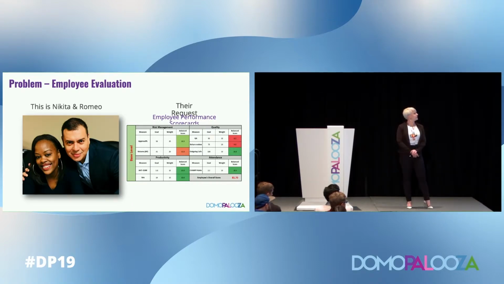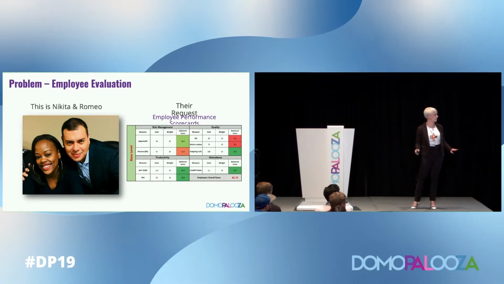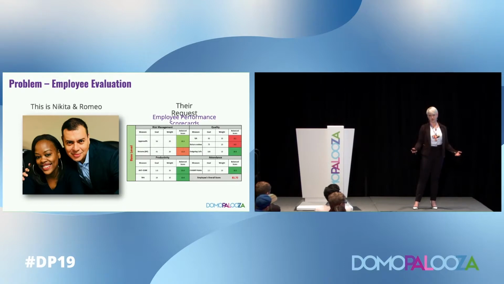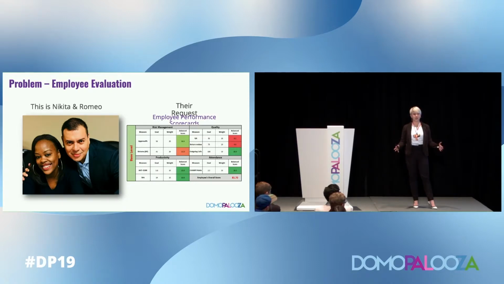They would have to get data from all over the place and bring it into Excel for each and every representative. And they would pull in their numbers, and they would score them using weights and goals and special calculations to create an accurate appraisal of their performance. This took an incredibly long time. And I'm sure you'll hear this same story a lot here at Domopalooza, an Excel process that just took way too long, and this was one of them.